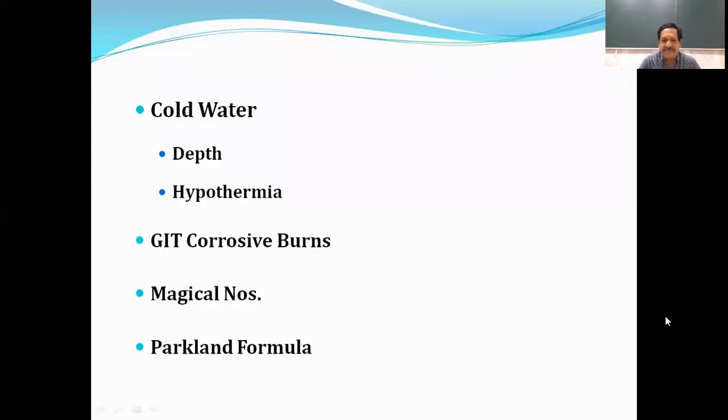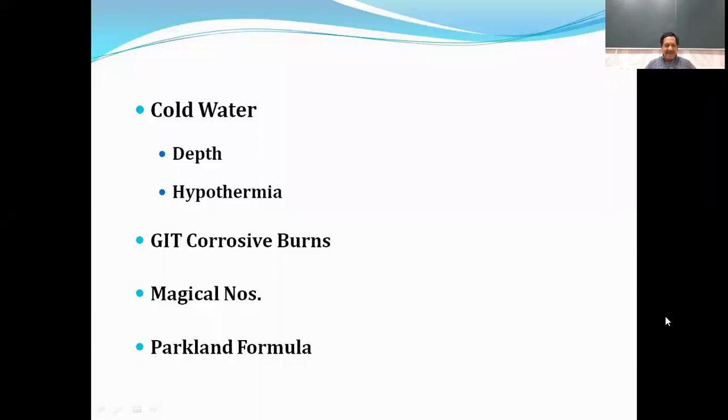We'll deal with it. Magical numbers. Today we'll answer these magical numbers also, and the Parkland formula. There are a number of formulas to guide us to calculate the fluid loss during the burns treatment. Parkland formula is commonly chosen or most widely used because of its simplicity, the ready availability of the crystalloid, for example ringer lactate, and it is easy to calculate.